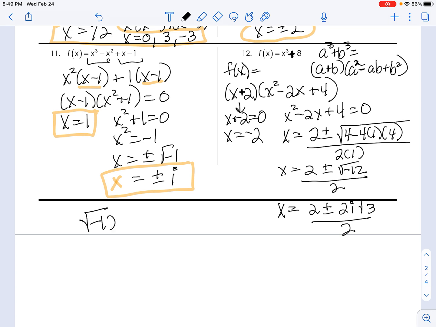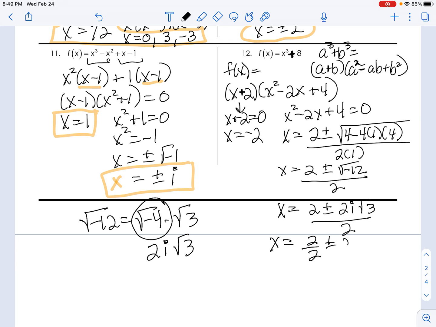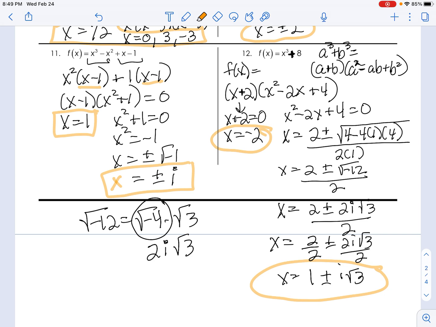How did I get that? Let me go over here and show you. The square root of negative 12 is the square root of negative 4 times the square root of positive 3. The square root of negative 4 simplifies to 2i, so 2i root 3. Let's break it apart. 2 over 2 plus or minus 2i root 3 over 2. And so that's 1 plus or minus i root 3. And there are my 3 zeros. Here's 2 of them. They are complex. They come in pairs. 1 plus i root 3, 1 minus i root 3. And then your third 0 is x equals negative 2.